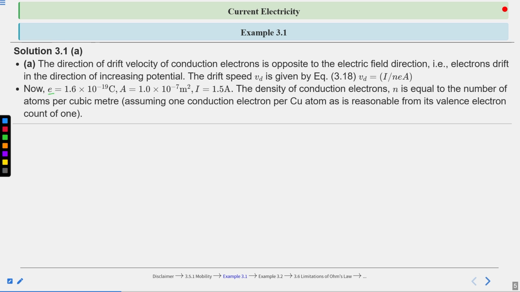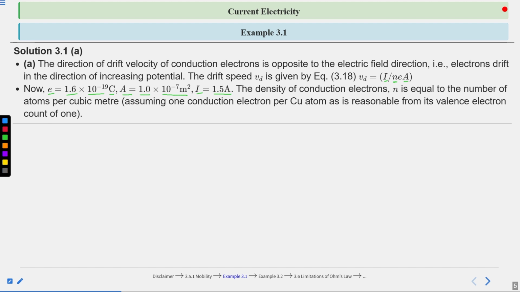Now e is known, I is given and A is given. What is e? Charge on an electron is 1.6 into 10 to the power -19 coulomb. Area is given in the question, which is 1.0 into 10 to the power -7 meter square. Current is given 1.5 ampere. Now we have to find just this n, the number density, the number of electrons present in the conducting wire per unit volume. Volume is not given in the question. We have to find the number density, number of electrons per unit volume.